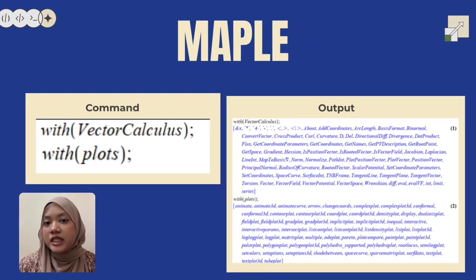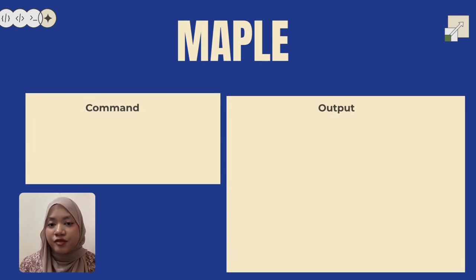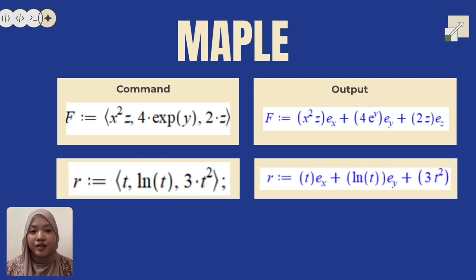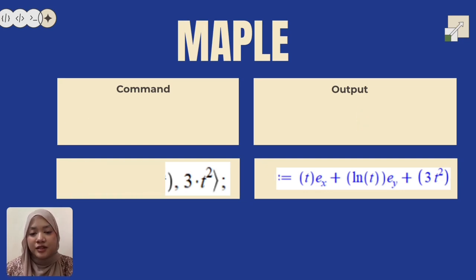Now, I will verify the solution using Maple. First, load the required packages by typing with(VectorCalculus) and with(plots). These packages allow Maple to perform vector calculations and plot the graph. Next, I define the vector field and the curve. The command is F equals x squared, 4e to the power of y, 2z. Then I define the curve as r equals t, ln t, and 3t squared. Maple successfully displays both the vector field and the parametric curve.